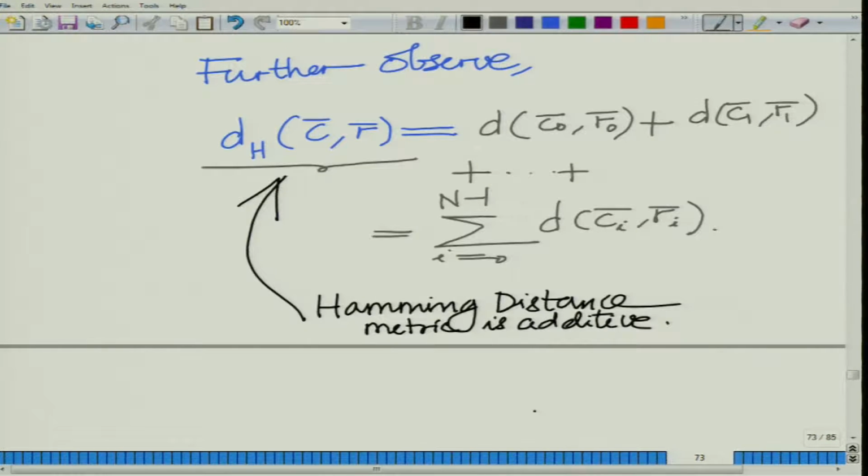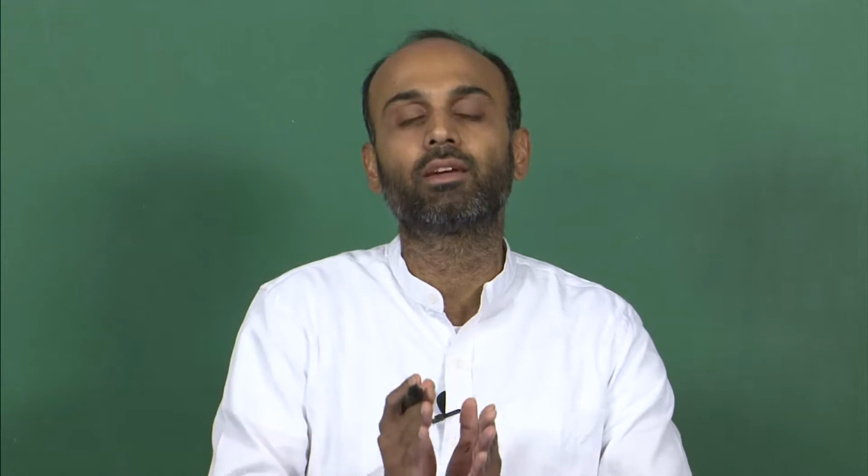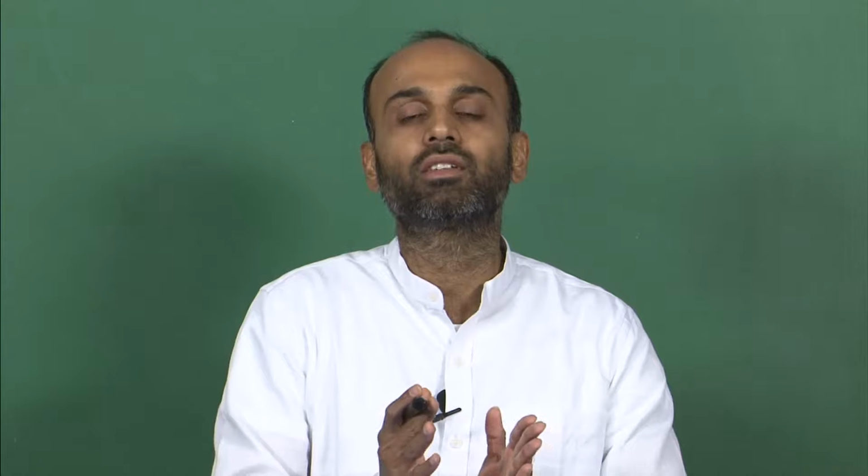This Hamming distance metric is additive in C bar i, comma R bar i. So you add the Hamming distances of the various components, that is, if you look at each time instant i, C bar i and received word R bar i, you take the Hamming distance, correct? You add all these Hamming distances, you get the overall Hamming distance between C bar and R bar. Okay, that's an important point. It's very obvious and intuitive also, but it's very important to realize this.